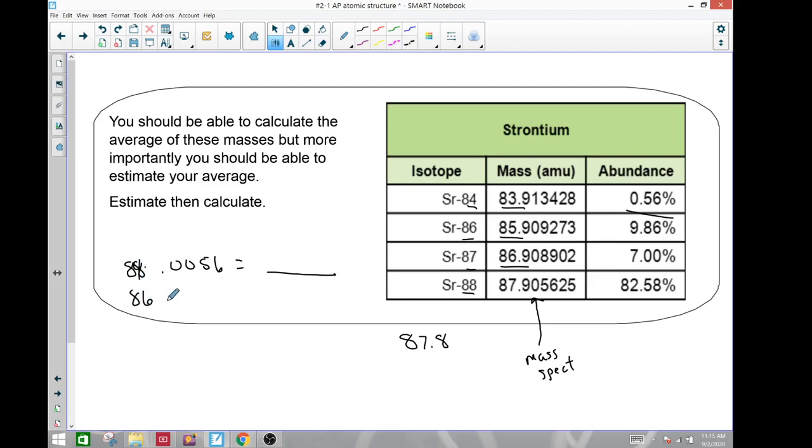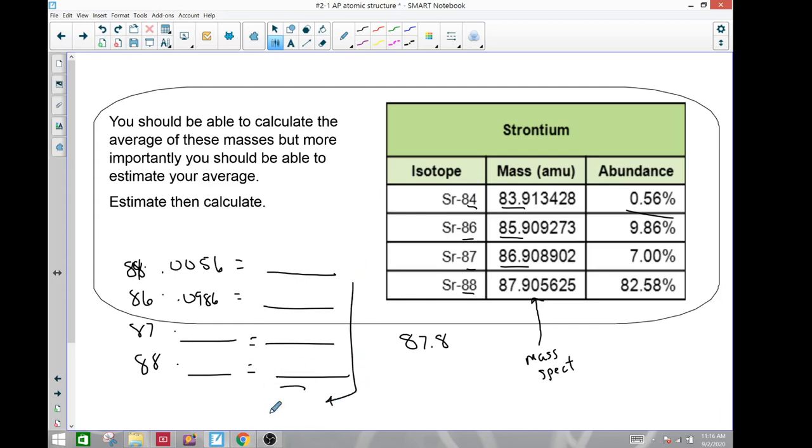86, okay, and then the fraction of that guy is 0.0986, and that is this guy. And you keep adding them up. 87 times its percentage, there we go, and then 88 times its percentage. And if you add all these up, you will just get that fraction. And I guessed 87.8. Strontium on the periodic table is 87.6. Okay, that's fine. Again, surely it's not above 88. Definitely not at 84. So it's just a smidge below 88.